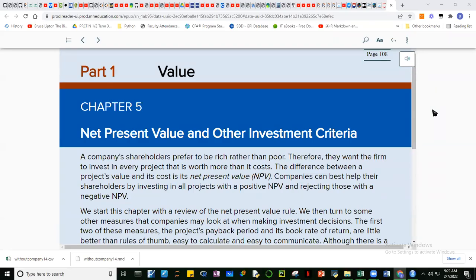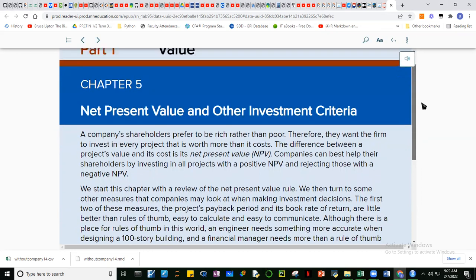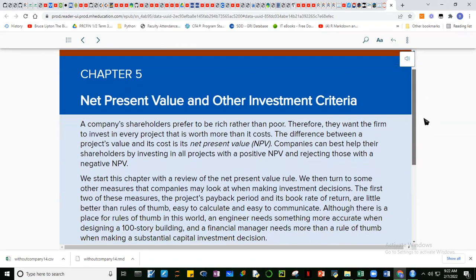Our last two topics will cover capital budgeting and cost of capital. Capital budgeting is chapter 5 and chapter 6 of your textbook. So let's just quickly go over the content of your textbook. Chapter 5 is all about net present value and other investment criteria.